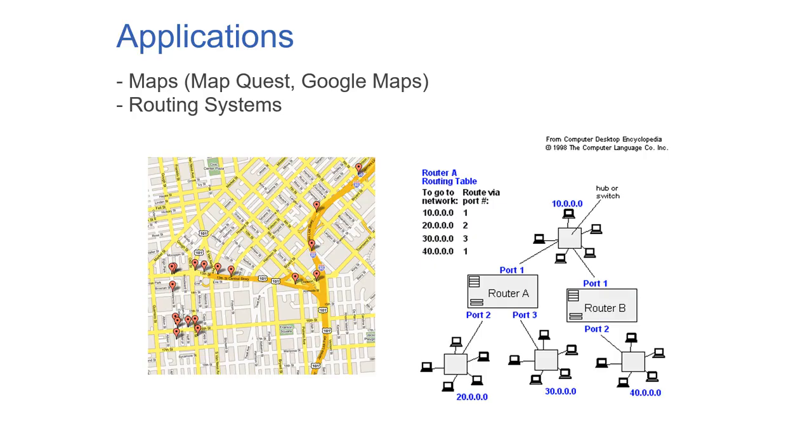Not only maps but other routing systems as well, like in a network: where a particular router is located, how the data can be sent, and what are the best possible ways in which the machines or the routers can be arranged. So this can also be viewed as a shortest path algorithm, and the same algorithm can be used in network problems as well.